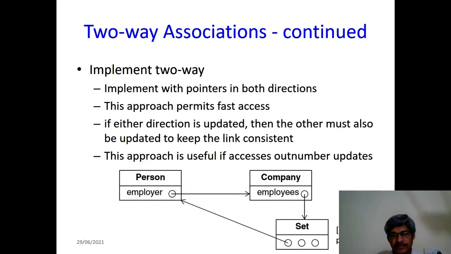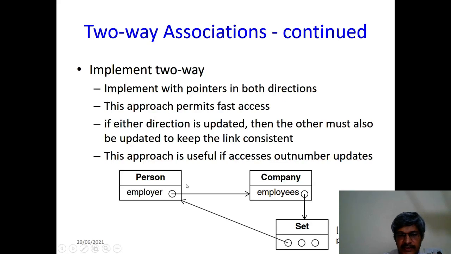Then if you want to implement this two-way, you can actually implement it in two-way, with two pointers in both directions. This approach permits fast access. Say for example, think about the same problem, the person and the company. The person is the employee, and as an employer attribute, it is storing the company object as the reference. So you have a pointer here. Now in the company, there are several employees, so what you can do is have a set of objects. With all these references, the pointers can point to that particular person. That's how you can implement this two-way association.